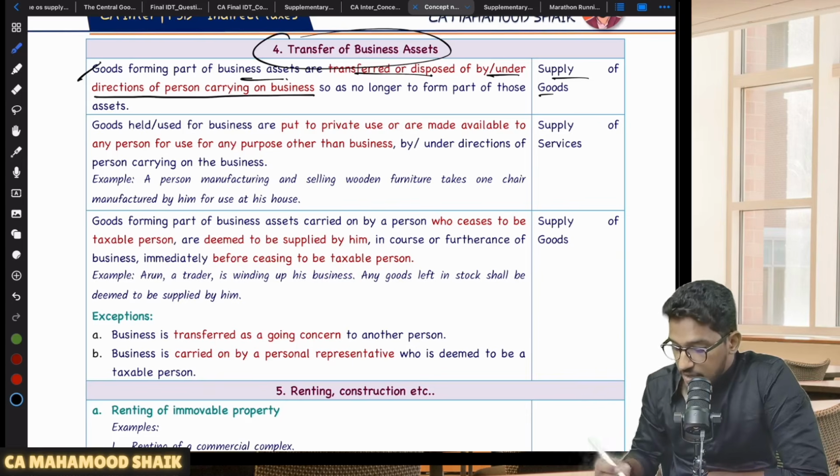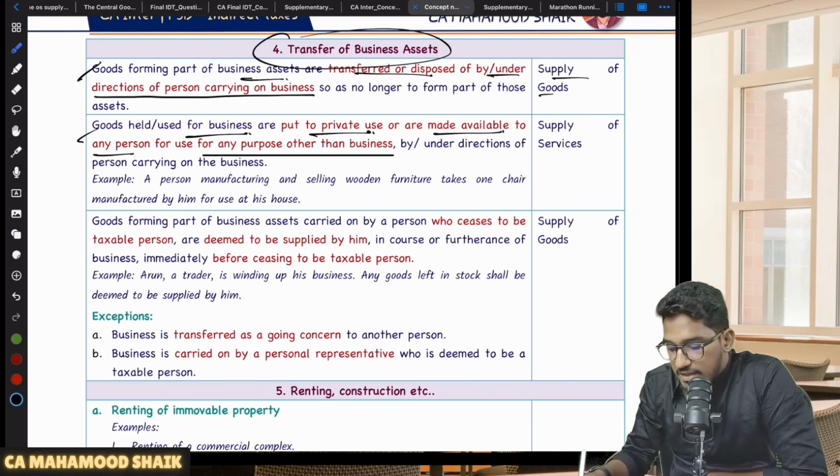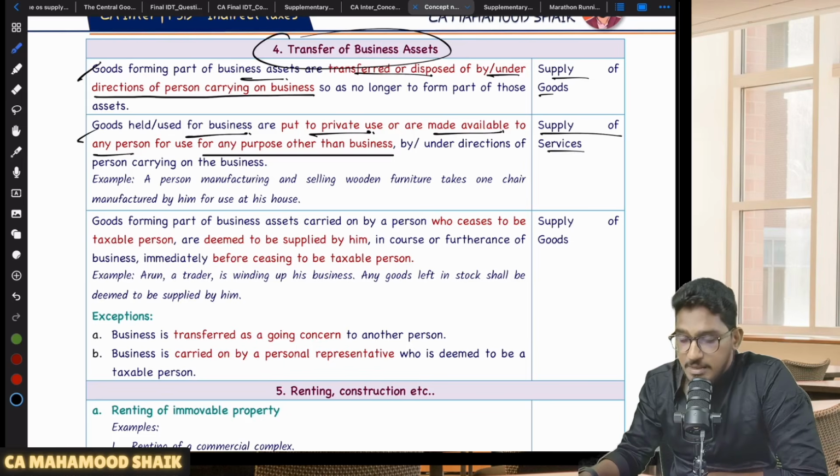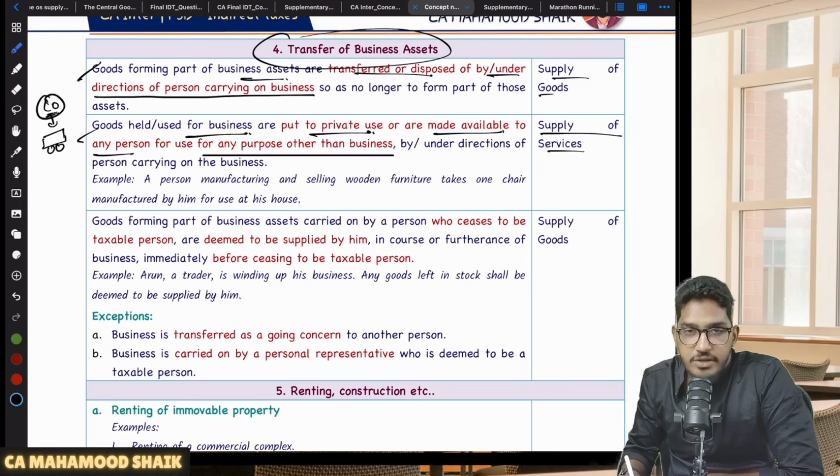Okay, next. Goods held or used for business are put to private use or made available to any person for any purpose other than business, by or under the directions of the person carrying on the business. That will be treated as supply of services. Sir, what is it? Let us say, for example, there is one company. This company is having a car. This car is the property of the company.